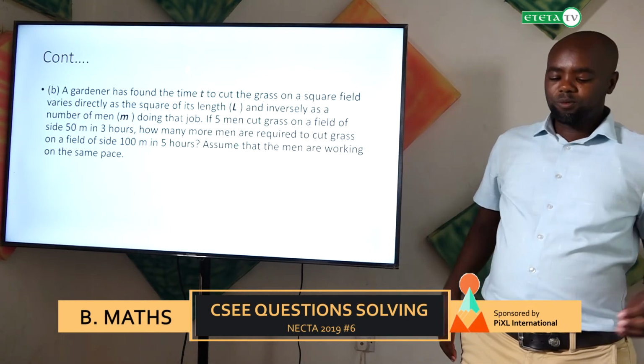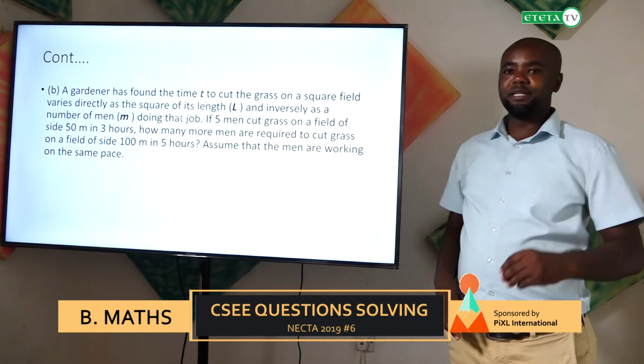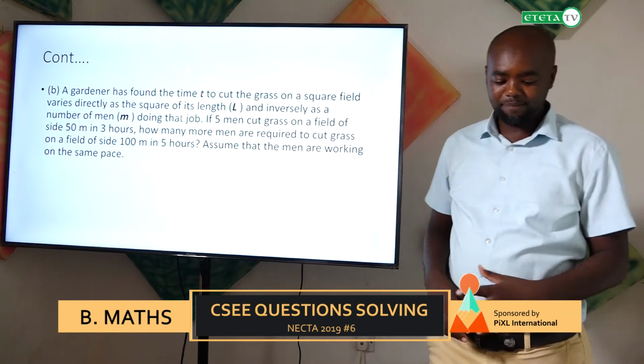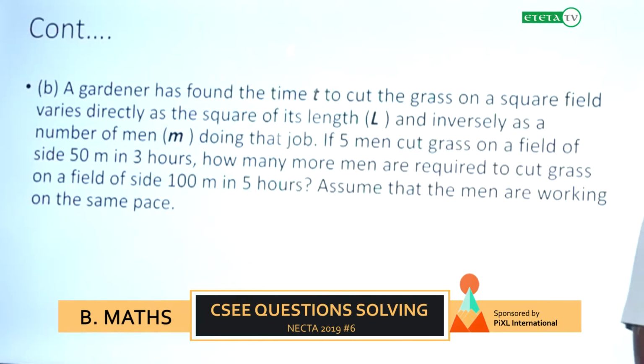And this question was part A and part B. Now for part B: a gardener has found the time T to cut the grass on a square field varies directly as the square of its length L, and inversely as the number of men, M, doing that job. So here is the same topic as part A.